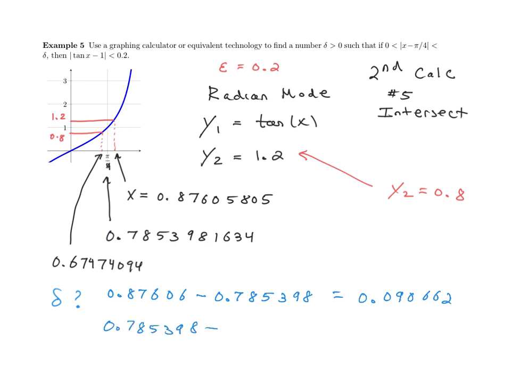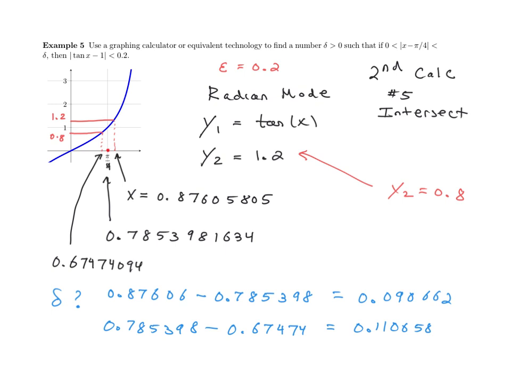The other possibility is, well, maybe it's pi over 4, which is 0.785398, and I'll subtract off 0.67474094. And if I type that into my calculator, 0.785398 minus 0.67474, I get 0.110658. We're going to choose the smaller of the two as our delta.